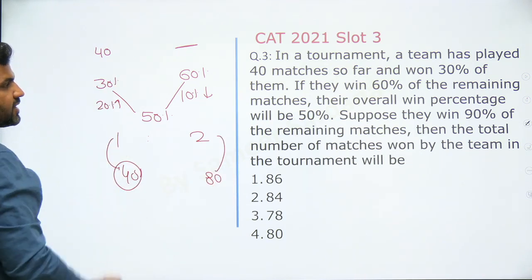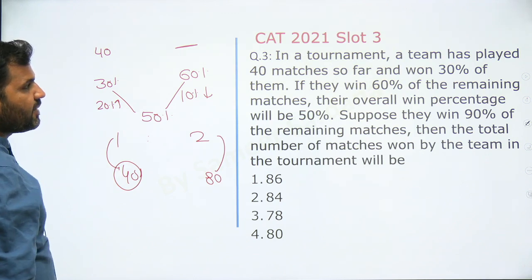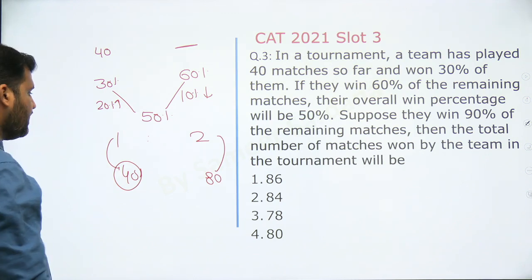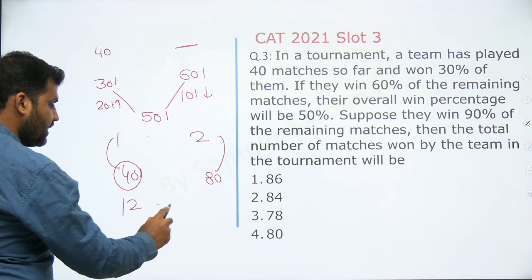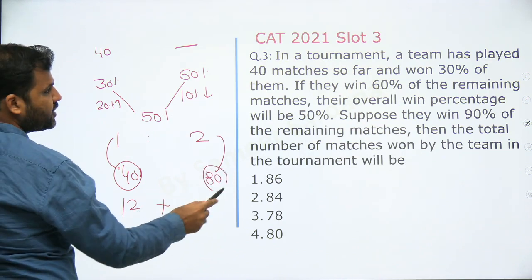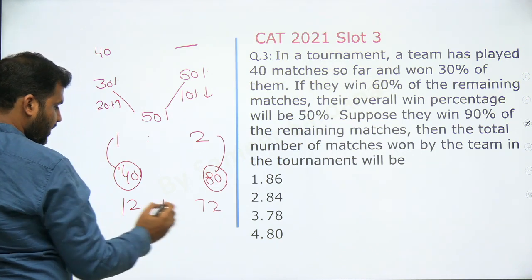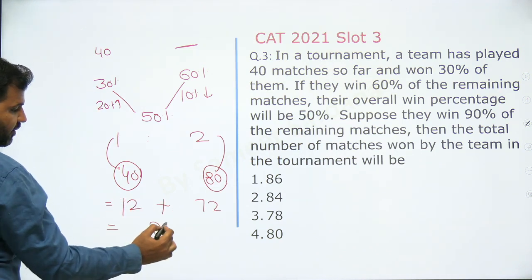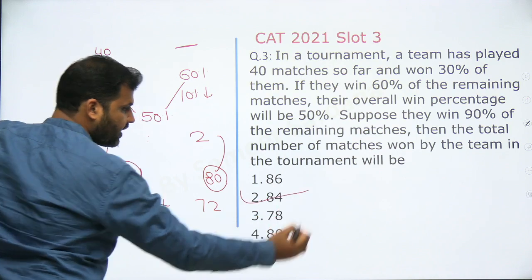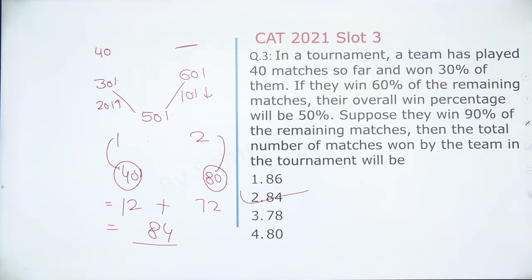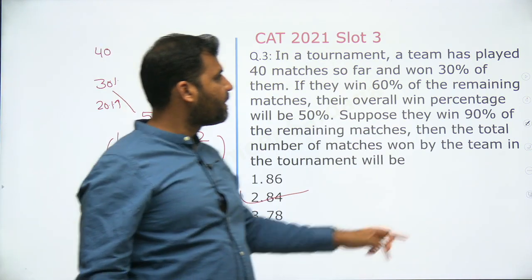Right, 40 matches में 30% का winning percentage है. So 12 matches win किए. Question says कि remaining matches में winning percentage अगर 90% हो, that means 72 हो, the total number of winning matches will be how much? It will be 84. Answer would be second option. B would be the correct answer, right? Very easy.